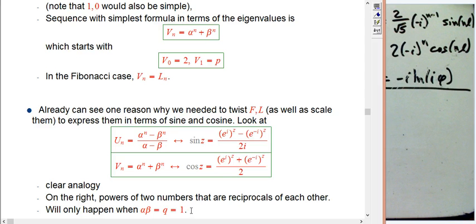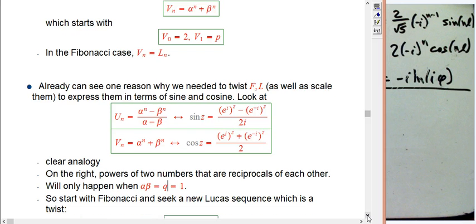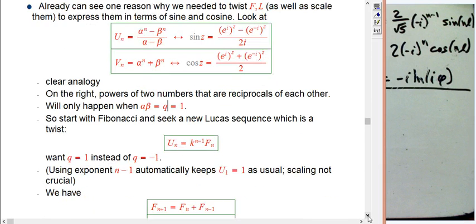And that's not true for Fibonacci and Lucas. What we did was we twisted them in order to create a new Lucas sequence that had q equals 1. So here, let me show you how to do that, and then we'll end this fairly long video.